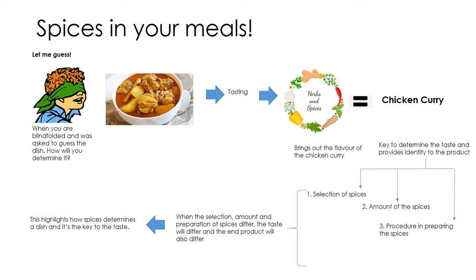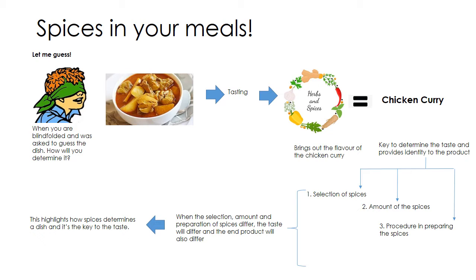So, if I blindfold you and ask you to guess a dish or a meal in front of you, how would you do it? Just say that I've given you a chicken curry and I blindfold you, how do you know it is a chicken curry? Usually you have to do the tasting. So when you taste, how do you actually decide it's a chicken curry? Because of the flavor that comes out from the dish.